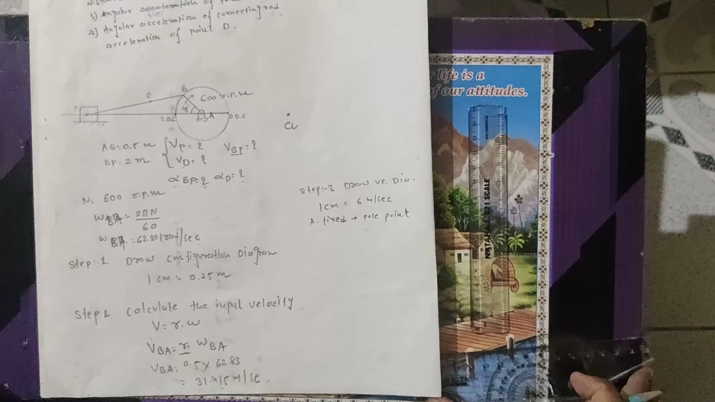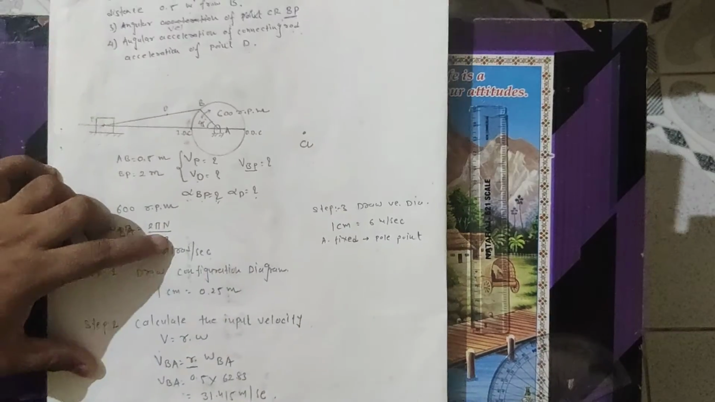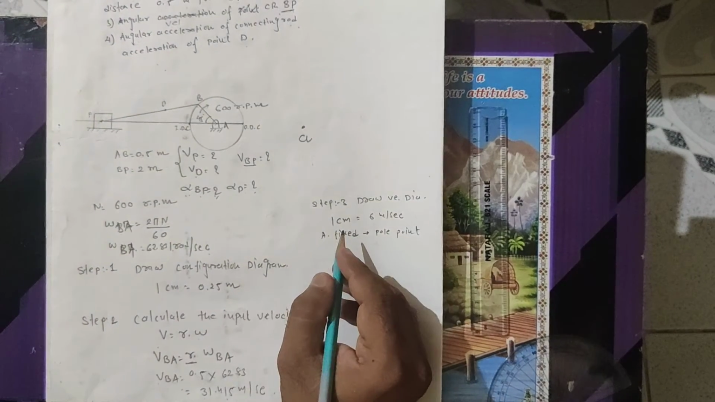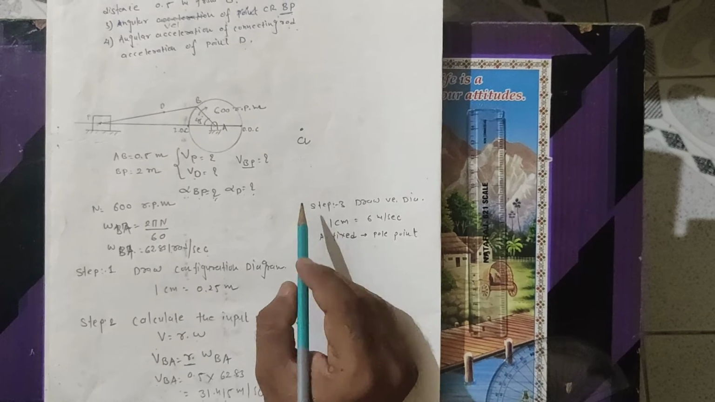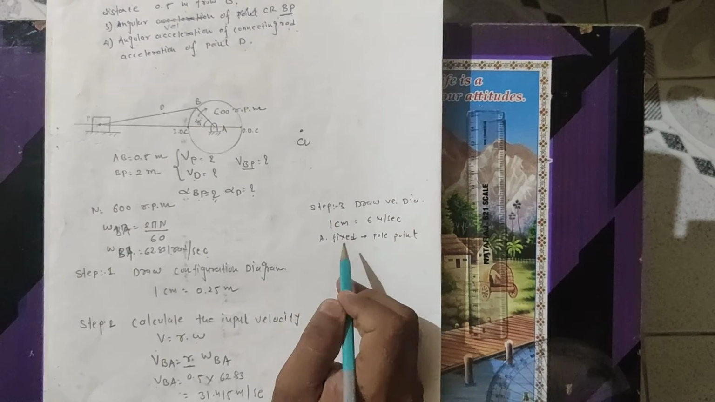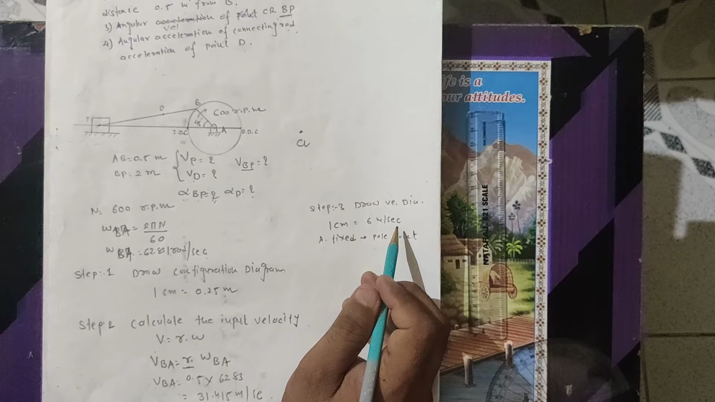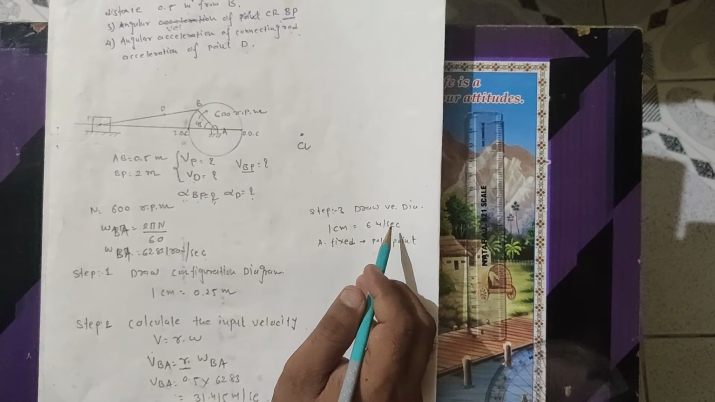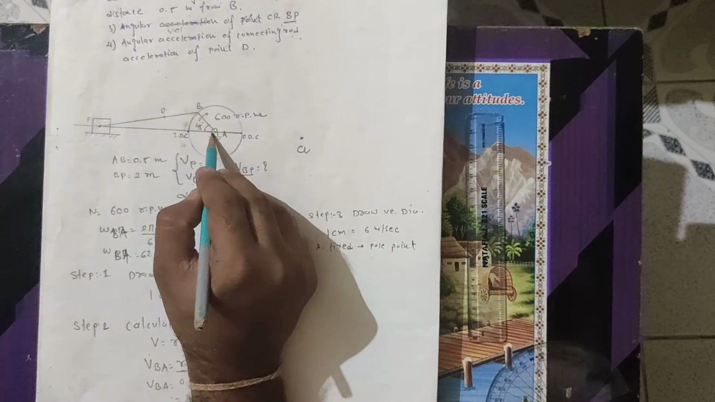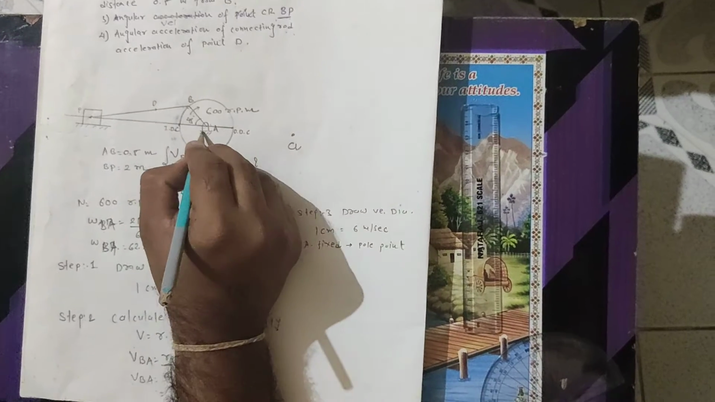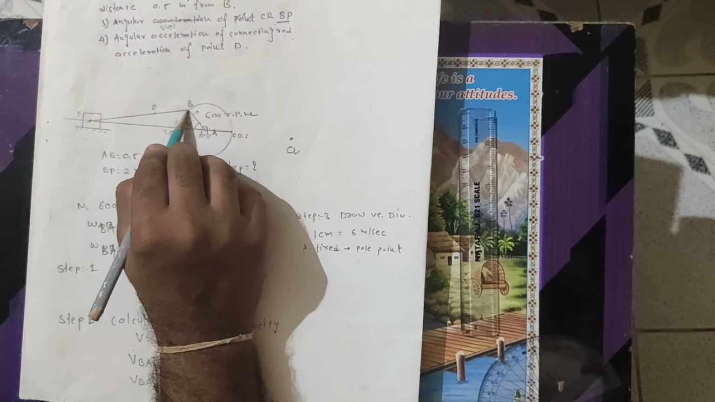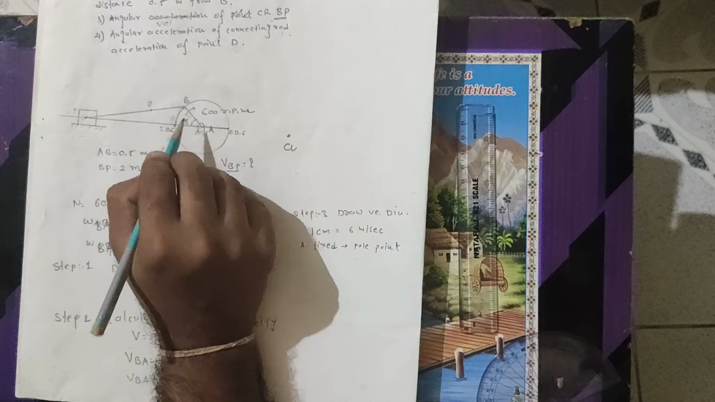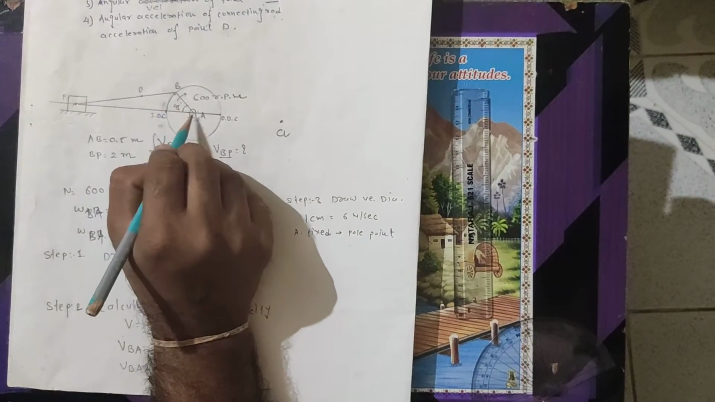Okay, so what we have to do now: from the A point, which is the pole point, with 1 centimeter equal to 6 meter per second square. From A, this is the link AB, and A is fixed. So we have to find the velocity of B with respect to A. We can also say that it is the velocity of B only, because A is a fixed point.